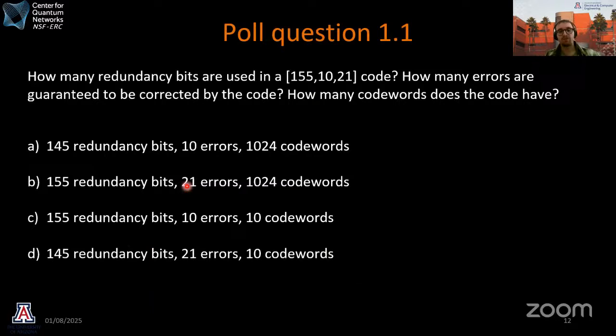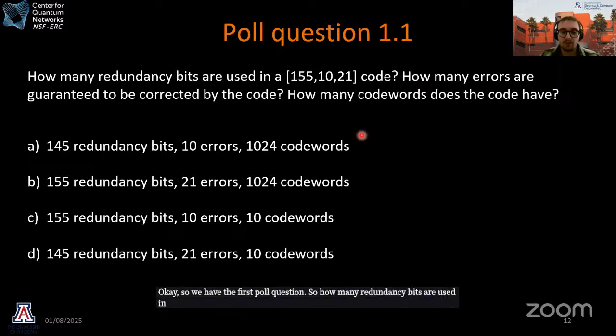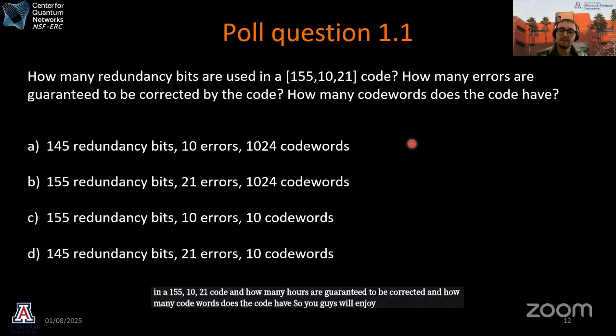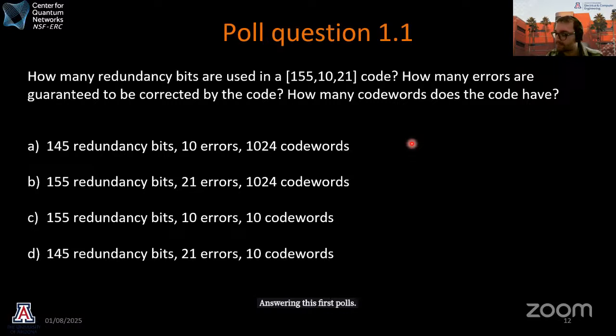Okay, so we have the first poll question. How many redundancy bits are used in a 155, 10, 21 code, how many errors are guaranteed to be corrected, and how many code words does the code have? So you guys will enjoy answering this first poll. I'll give you some time.